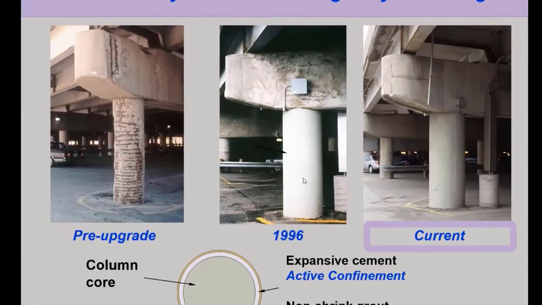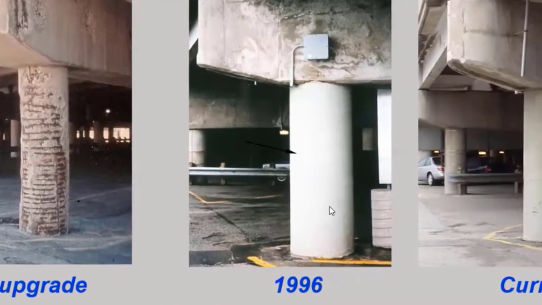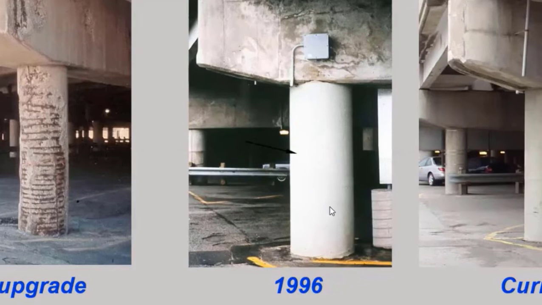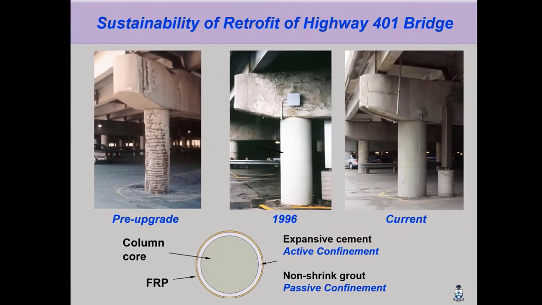Now, you might want to ask me a question: how does the column look like it is made of concrete on the outside? It is because after you put the FRP, there are enough coatings available that you can put on, and it would look like concrete.